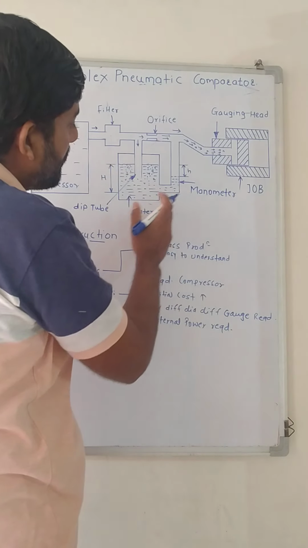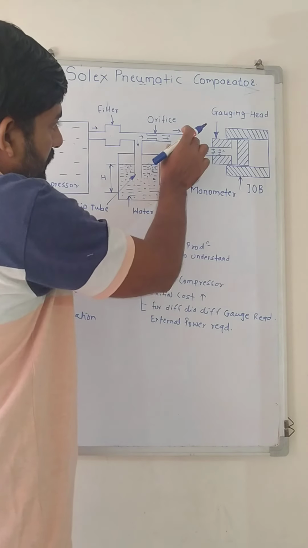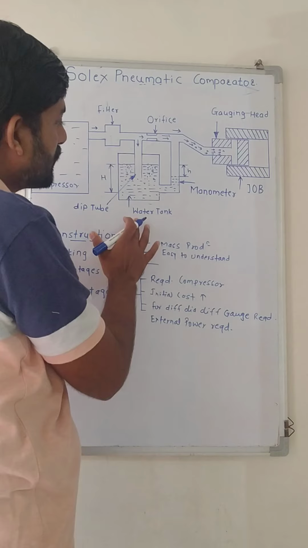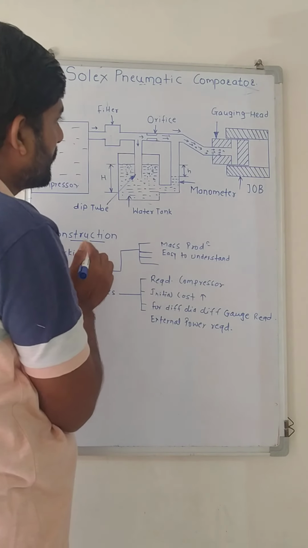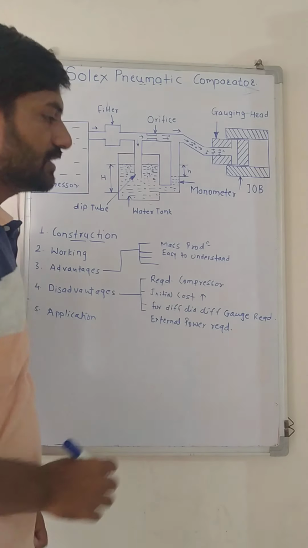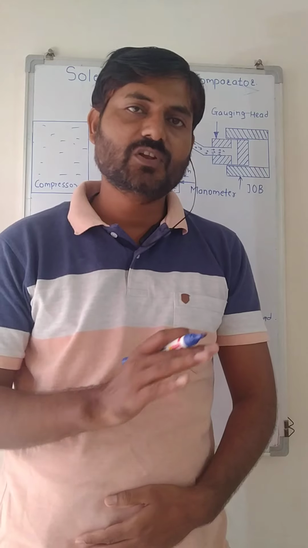The manometer is attached parallel to the water tank. Here you can see this vertical cylindrical portion is called the manometer. It is connected to the water tank in parallel. This portion is called the orifice. Orifice means a restriction to the flow of air. When we provide a restriction to the flow of air, the pressure drops and velocity increases.